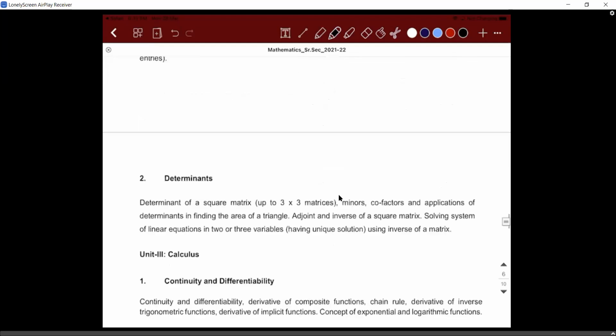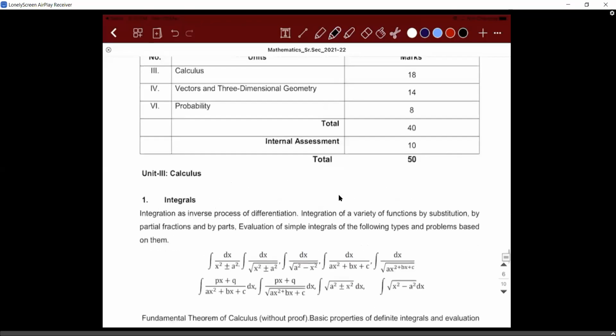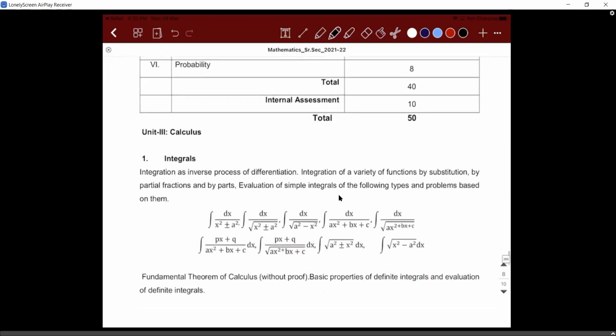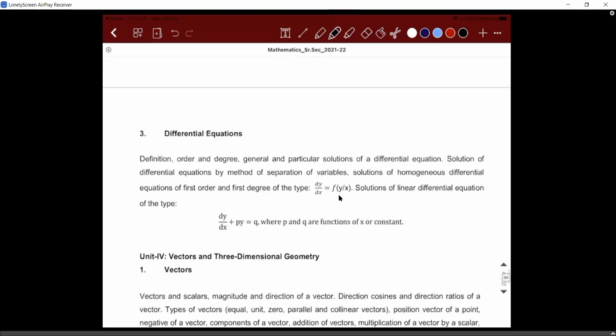So this is all about your first term, and the second term you have calculus. First term calculus, this year it happened, but I'm not sure if it's going to be the same thing. First term calculus had continuity and differentiability, that is limits and differentiation, and applications of differentiation. Second term, you have integrals, applications of integrals and differential equations.